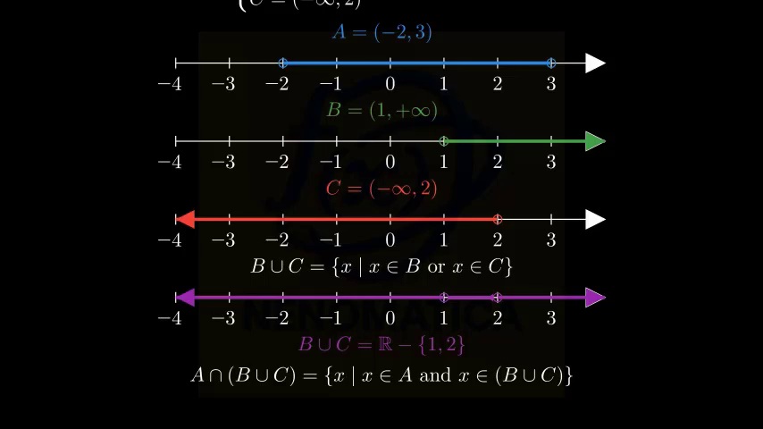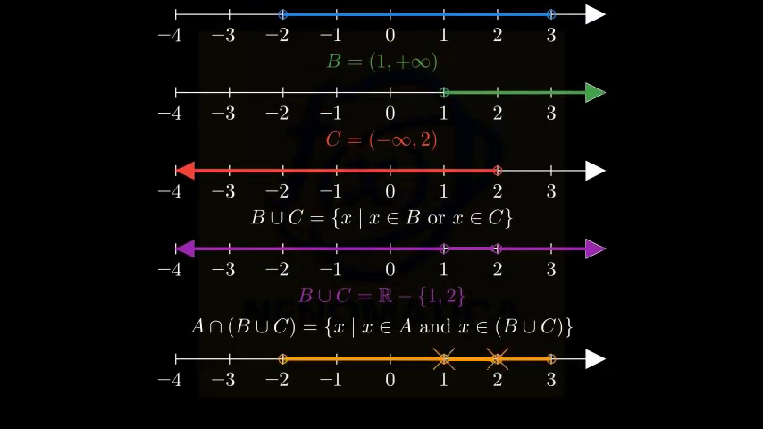Set A is the interval from -2 to 3, and B union C is all real numbers except 1 and 2. Therefore, A intersection B union C is the interval from -2 to 3, excluding the points 1 and 2. Therefore, our final answer is A intersection B union C equals the open interval from -2 to 3, minus the set containing 1 and 2. To verify our answer, let's check by using set notation.